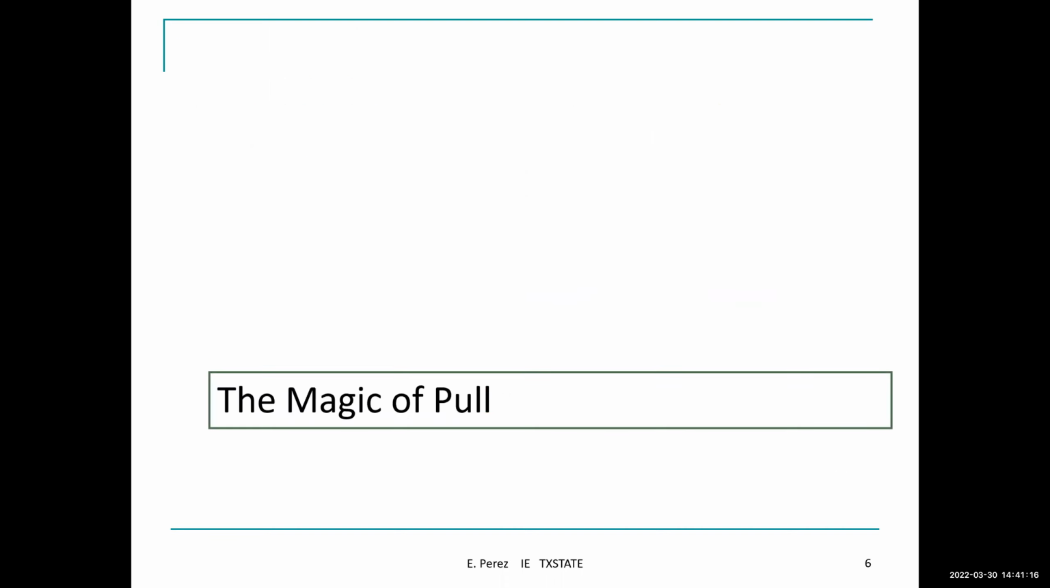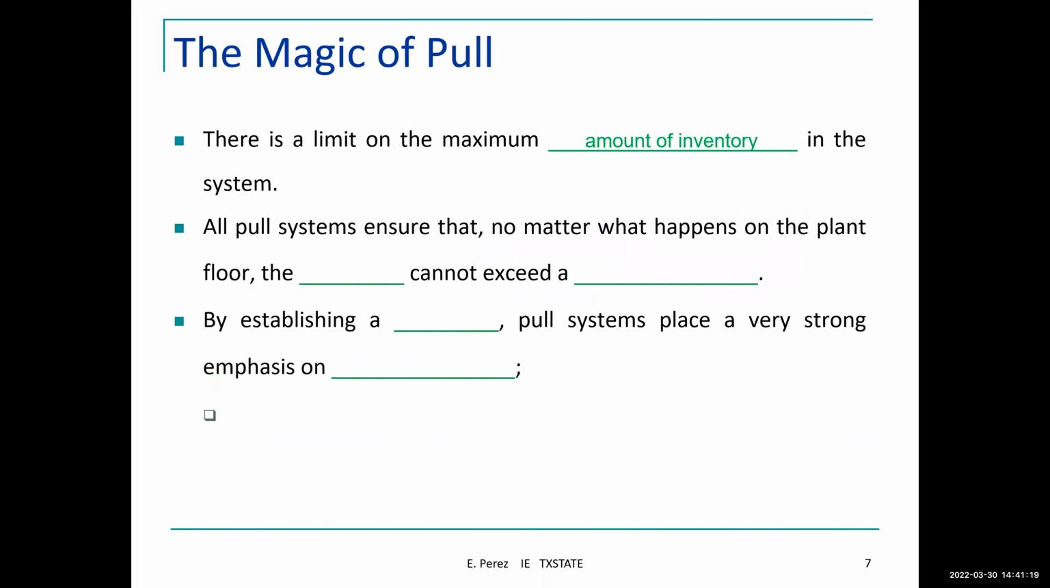So what is the magic of pull? There's a limit on the maximum amount of inventory in the system. So again, you're going to know how many units are being processed because you're keeping track of it. All pull systems ensure that no matter what happens on the plant floor, the WIP level cannot exceed the pre-specified limit, which is based on the amount of parts or orders that are being placed. By establishing a WIP cap, pull systems place a very strong emphasis on material flows.